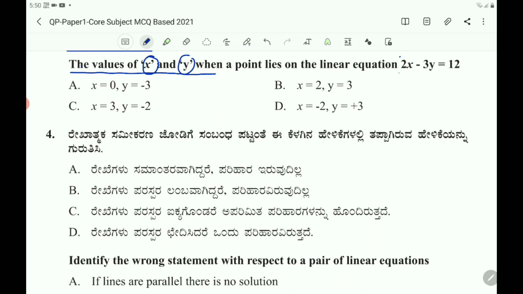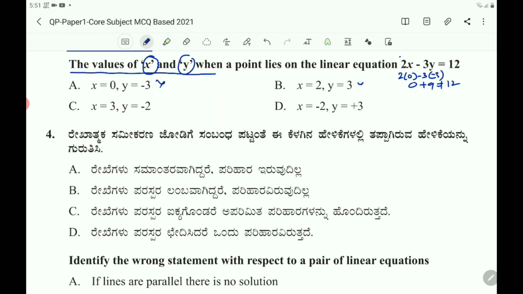Here let us do it by the trial and error method. First you take x equals 0 and y equals minus 3. If you take x equals 0, it becomes 2 into 0 minus 3 into minus 3. That becomes 0 plus 9, which is not equal to 12. Okay, it is not an answer.